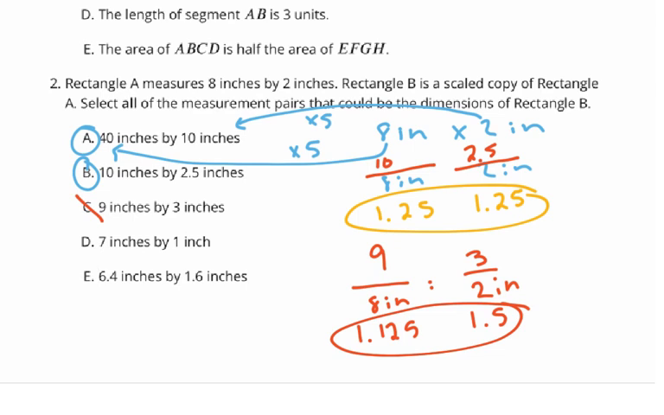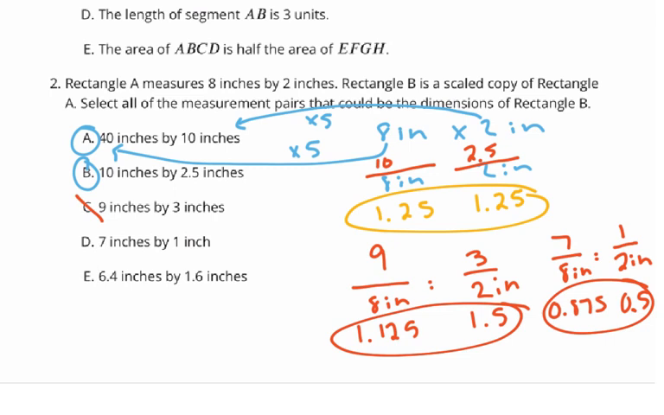For D, I'm going to do 7 divided by 8. Again, that 8 is just coming from the original problem, and 1 divided by 2. Here, I don't even have to do math to know that this isn't going to work out, because I know that 1 divided by 2 is 0.5, and I know that 7 divided by 8 is not 0.5. It's bigger. It's bigger than a half. But when I check this, 7 divided by 8 is 0.875. So since I didn't get the same number, I know that D is not an answer.